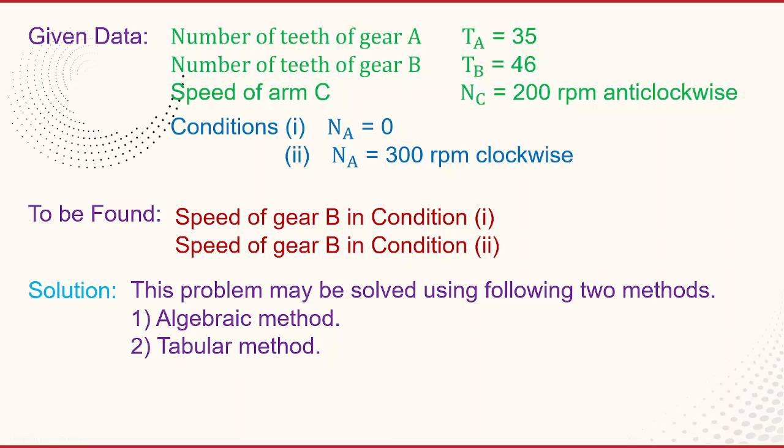Generally, the algebraic method is used when a small number of gears are involved in the epicyclic gear train. If more gears are involved, it is better to use the tabular method. We'll see that one by one. First, we'll see the algebraic method.